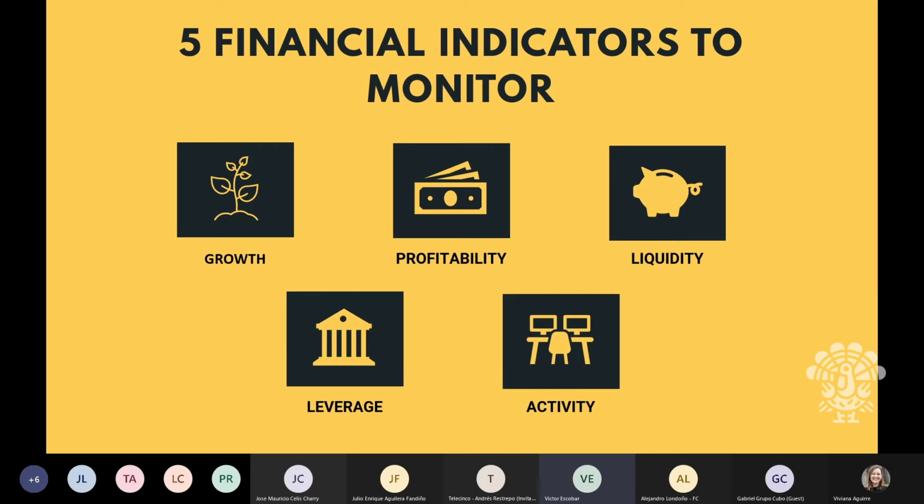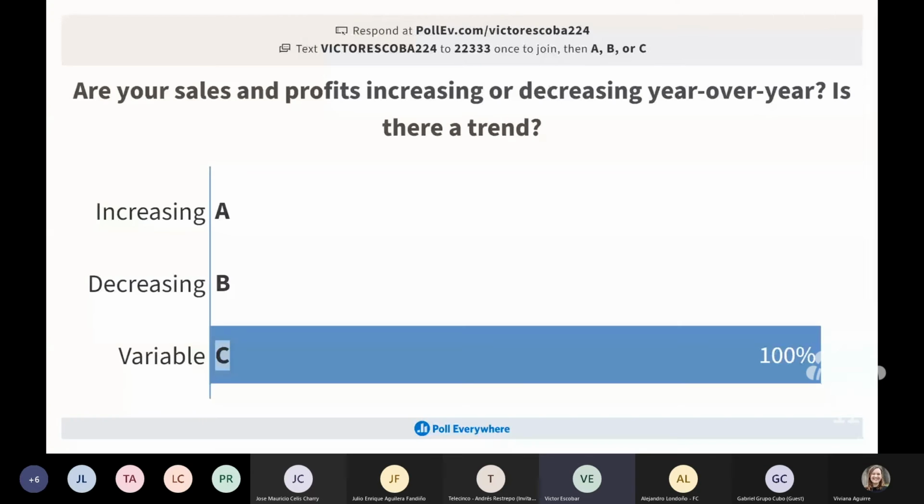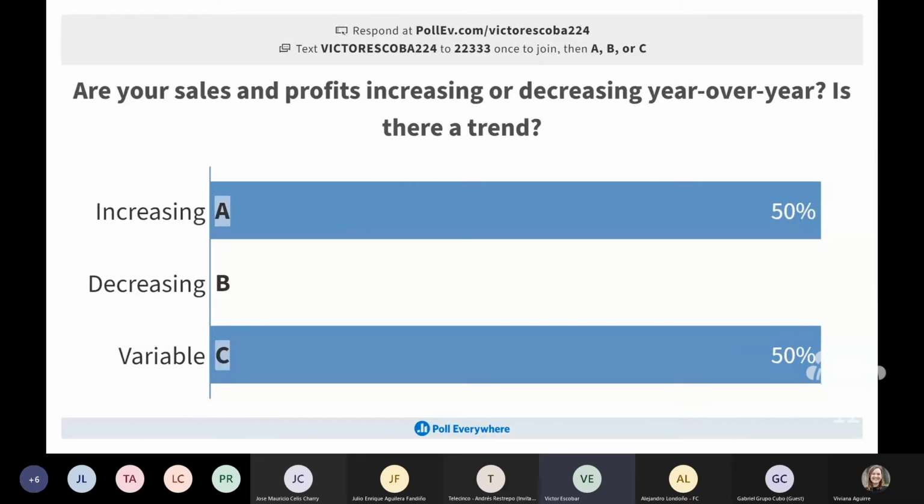The 5 financial indicators to monitor are growth, profitability, liquidity, leverage, and activity. So we will see 5 questions, and each question belongs to one of these indicators. The first question is this one: are your sales and profits increasing or decreasing year over year? And is there a trend?